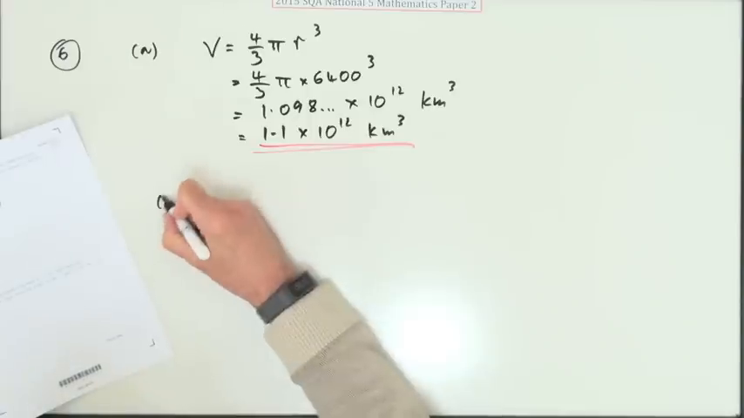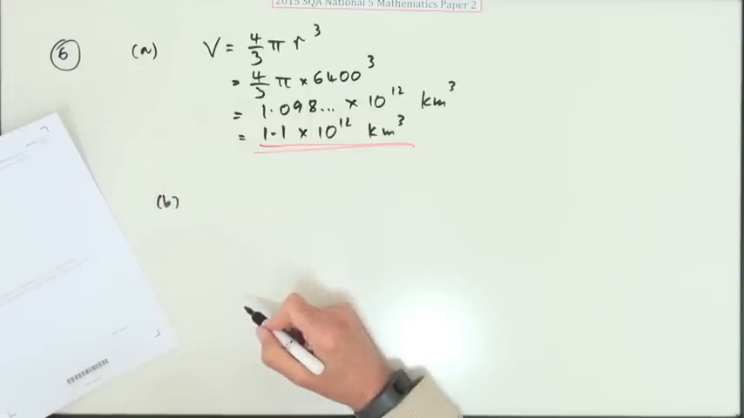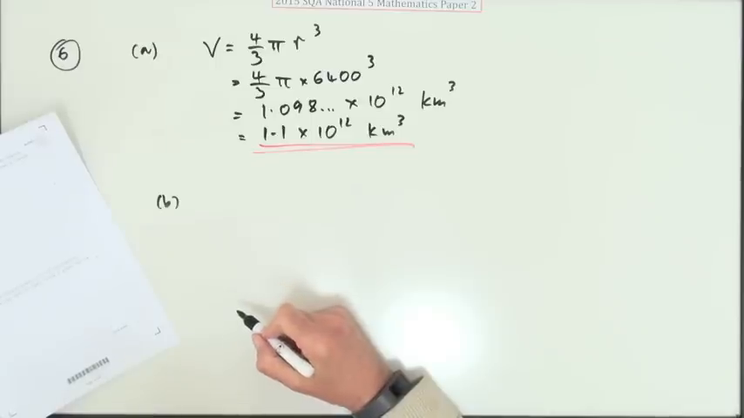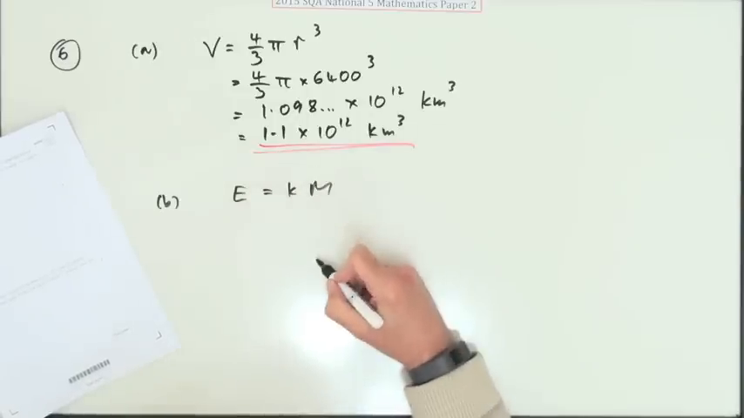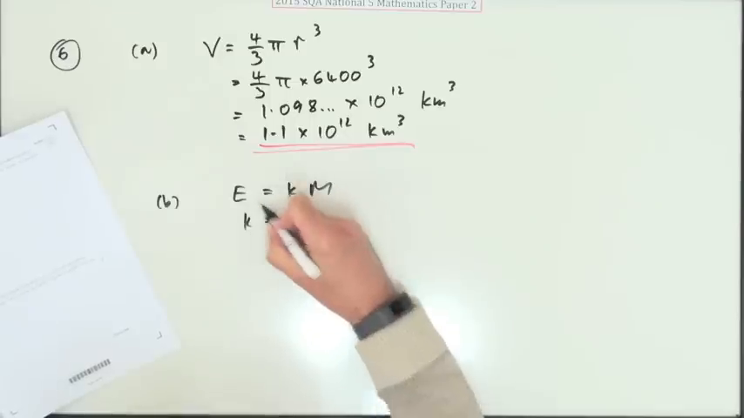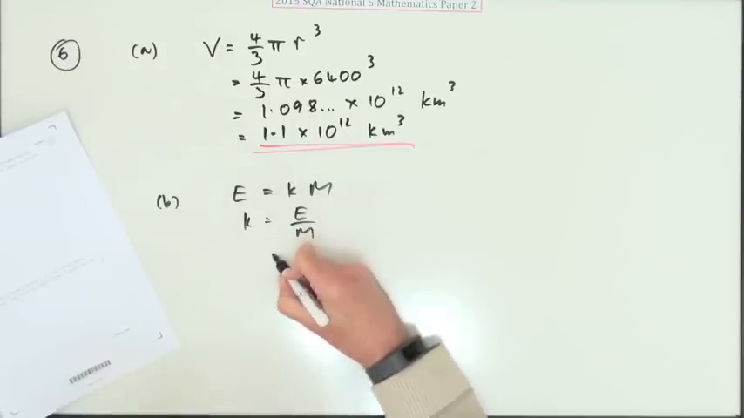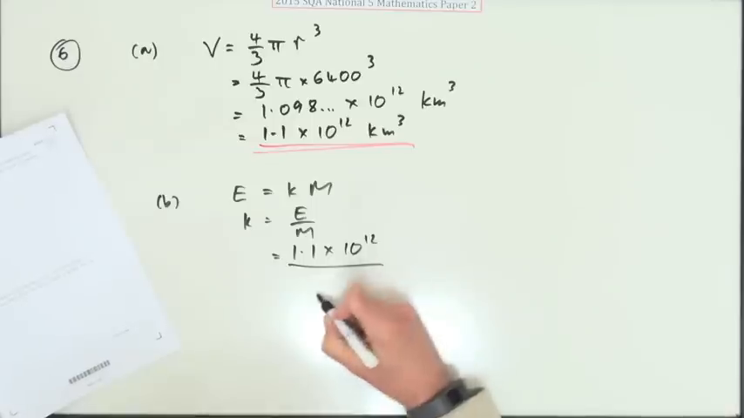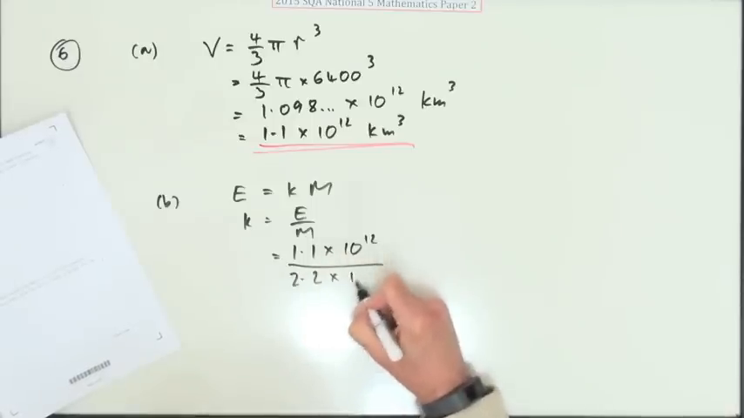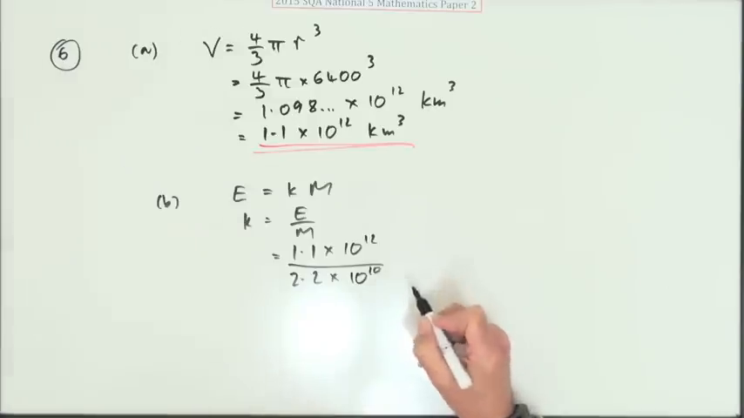Now part B. The approximate volume of the moon is 2.2 times 10 to the 10. How many times is the Earth's volume greater than the Moon's? Well, the Earth is some number times the Moon. So you'll find that number by dividing them. So that'll be 1.1 times 10 to the 12 divided by 2.2 times 10 to the 10.